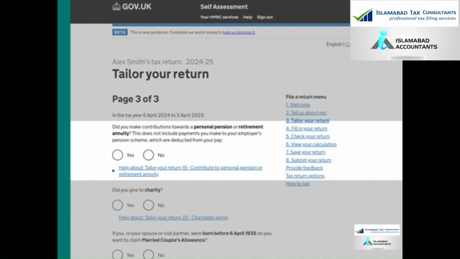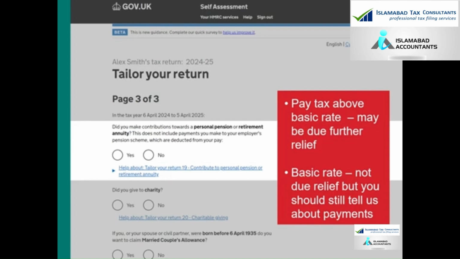Answer no if you made payments into a work pension or additional voluntary contributions which were taken from your wages before they were taxed. You will already have received full tax relief on these. If you're not sure the payments were taken before tax was deducted, check with your employer.